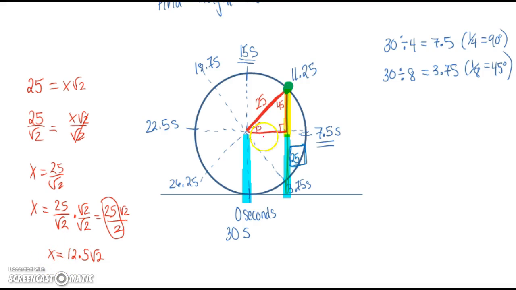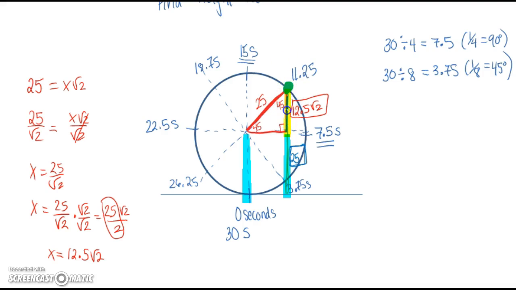It's x, right? And each leg is x. So this is 12.5 root 2. Don't worry that there is a root 2 attached to it, even though it's a leg. That is completely okay. All right, so now we're trying to find the height of the gum from the ground.